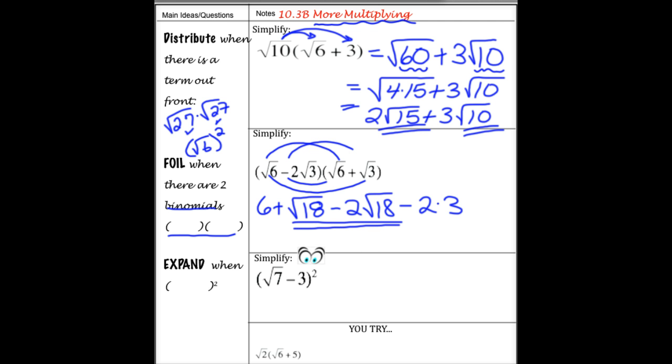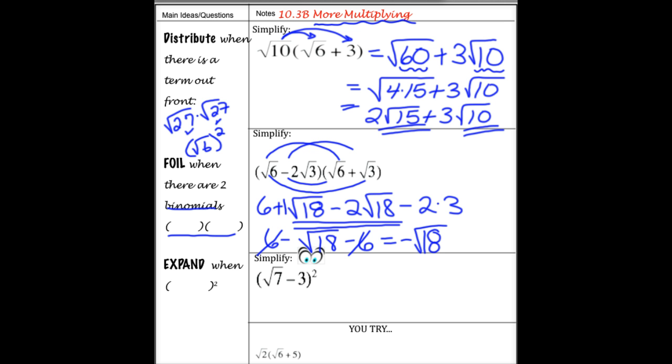Now I've got like terms that are going to get combined. So I've got 6 and 1 root 18, down 2 of them, puts me 1 in the hole, so it'll be minus root 18, and then a minus 6. I've got to keep going with this because 6 take away 6 is 0, so these go. And I'm left with negative root 18. And if you did this on a test, you'd get 3 out of 4 points.